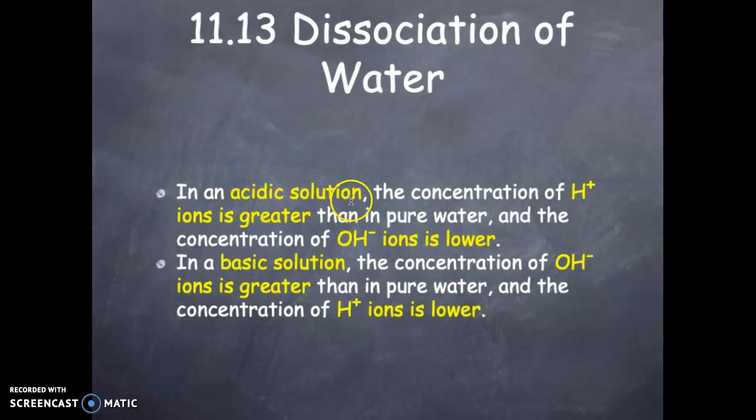In an acidic solution, the concentration of the hydrogen ion is greater than that in pure water, and the concentration of the hydroxyl ion is lower. Just the opposite, in a basic solution, the concentration of the hydroxyl ions is greater than that in pure water, and the concentration of the hydrogen ions is lower.